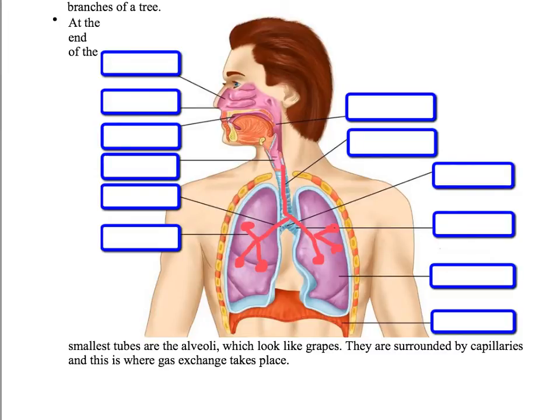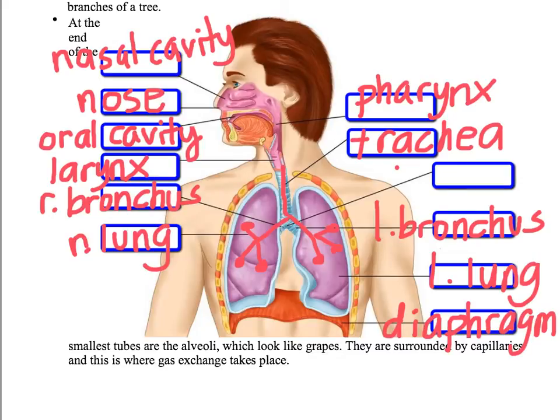But let's fill out this diagram. You can use your textbook, although this is a little bit more detailed than your textbook, so you're responsible for this diagram. We'll start up here with the nasal cavity and the oral cavity. Cavity is basically, I guess you can say, an opening. So your nose will lead into your nasal cavity. Your oral cavity is your mouth. This will lead into the pharynx, which is here. We talked about that, the meeting point between the respiratory and digestive systems. We'll go down the pharynx.